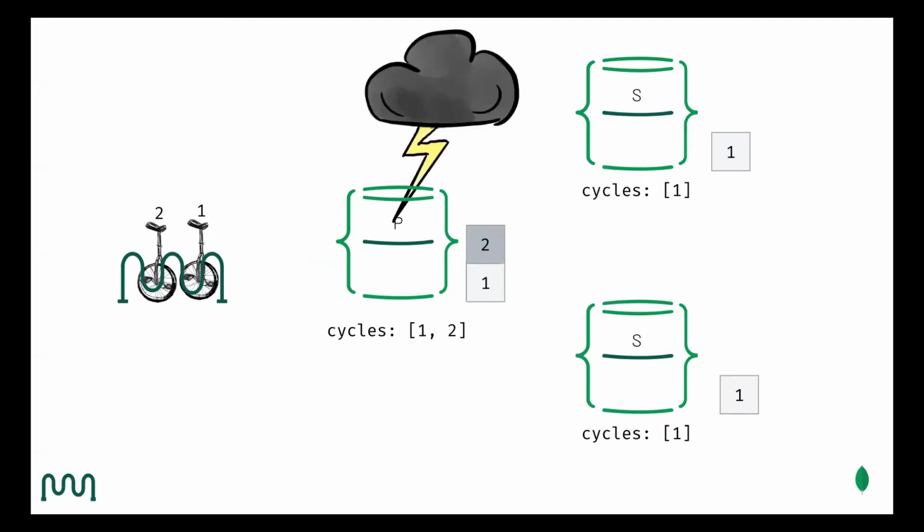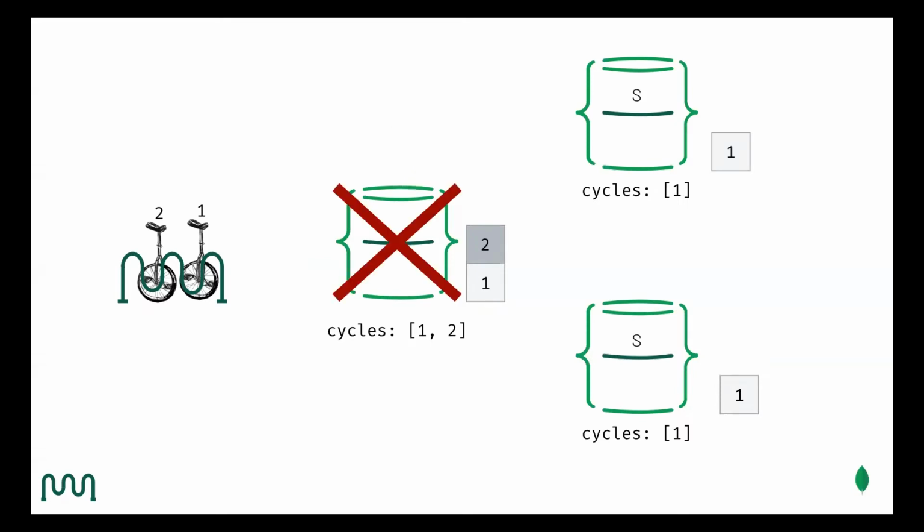Oh no! Lightning strikes the primary server, and the primary crashes and goes offline. Once one of the secondaries notices that it can no longer see the primary, it will run an election and step up to become primary itself. Now Alex comes to the rack with their own checked out unicycle, Unicycle 3. Alex checks in Unicycle 3 to the rack.